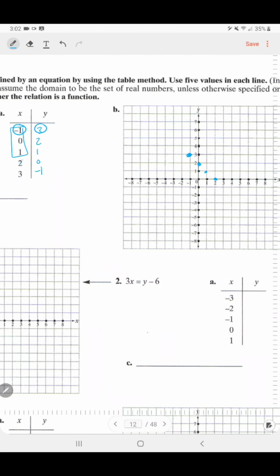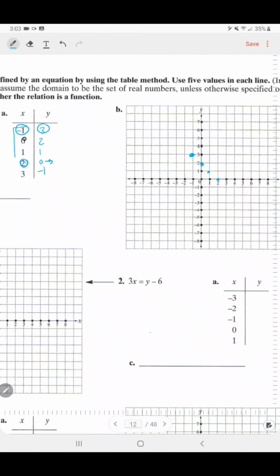So just so you know, whenever you see a 0 next to an x, if x is a number and y is a 0, that means you're going to be on the x. That's called the x-intercept. And if there's a 0 for x, then the number is going to be on the y line, like it is right here.